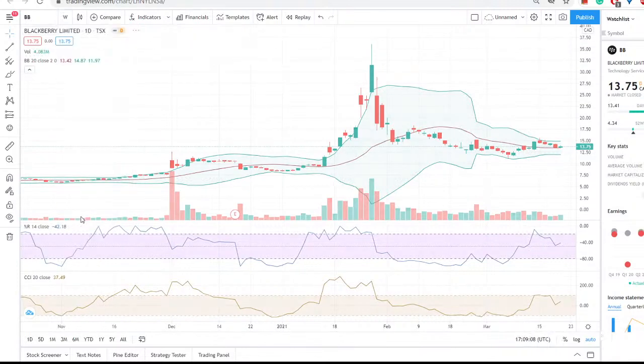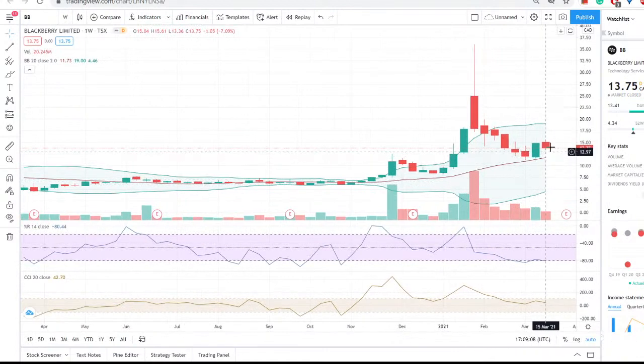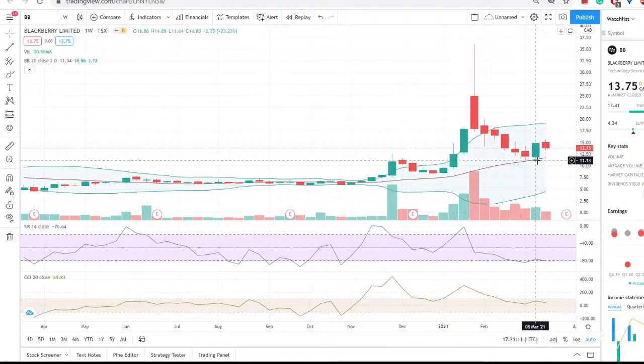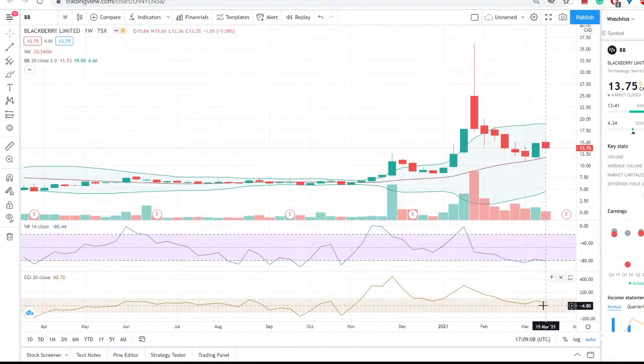Let's take it on the weekly chart. On the weekly chart, it looks to have reversed from this mid Bollinger Band. The indicators on March 1st were showing Williams R as oversold, but CCI still has some downward trend. So it's better to wait for it to reach this support price of around $12 to enter for the long term.